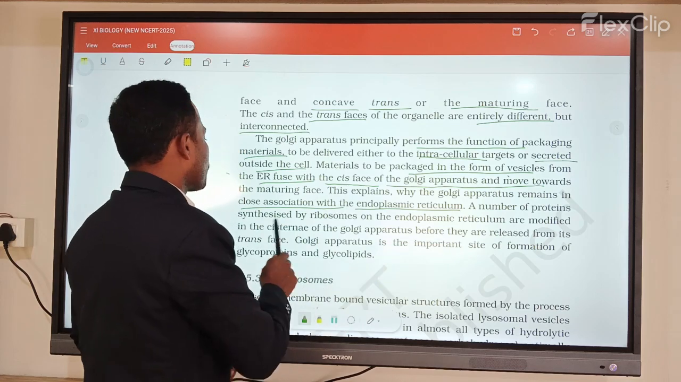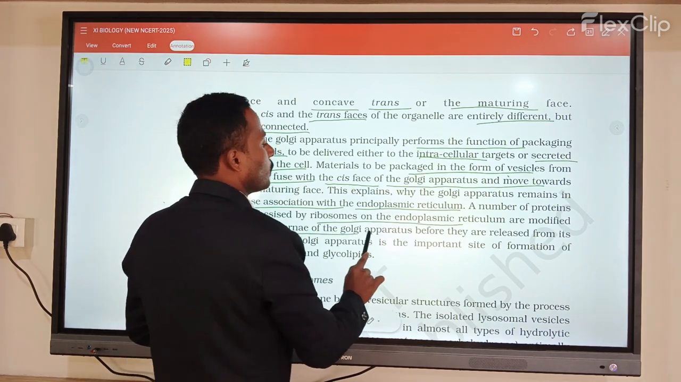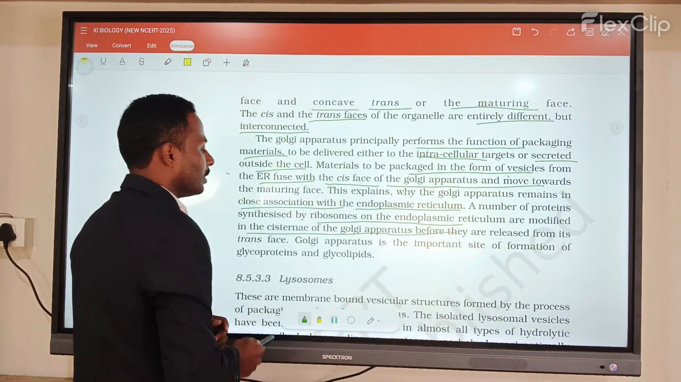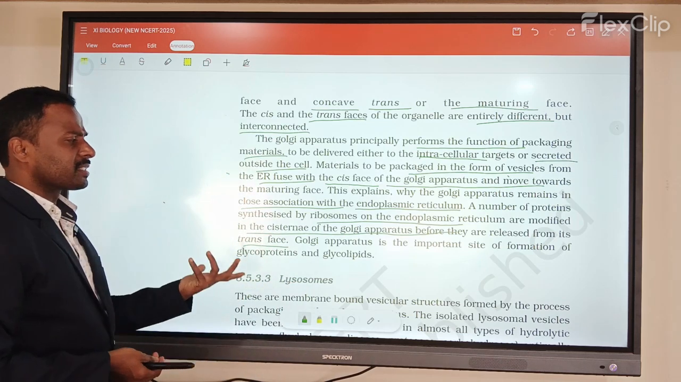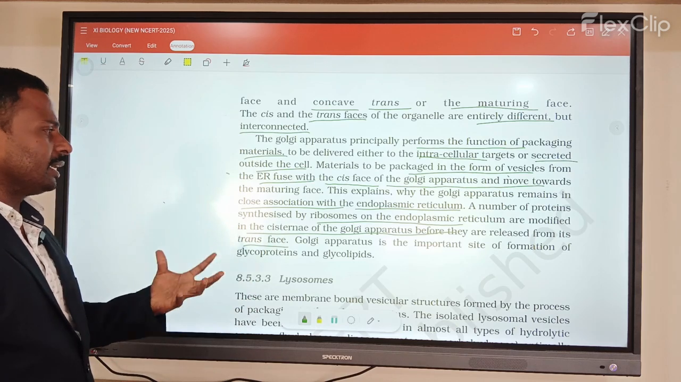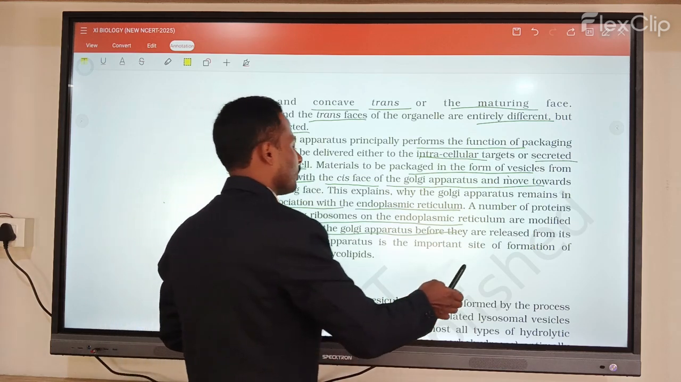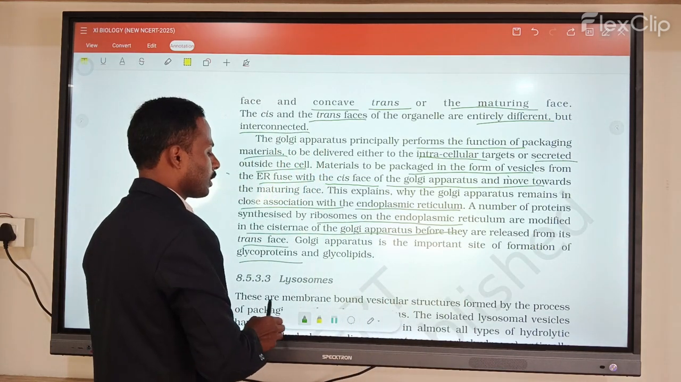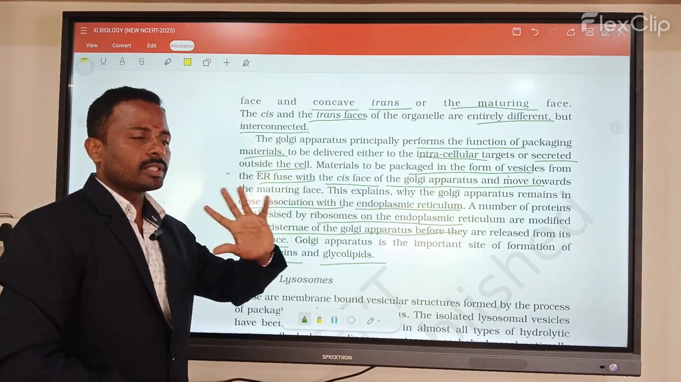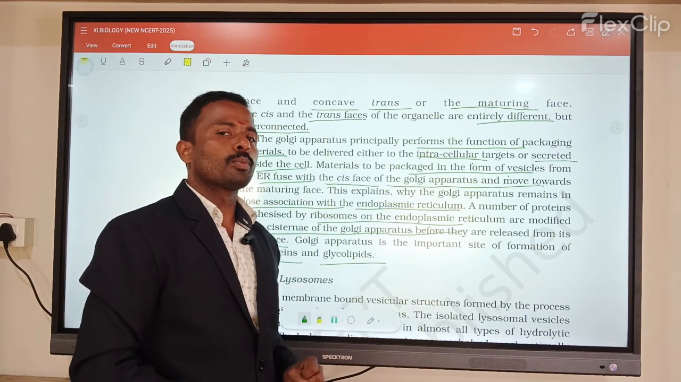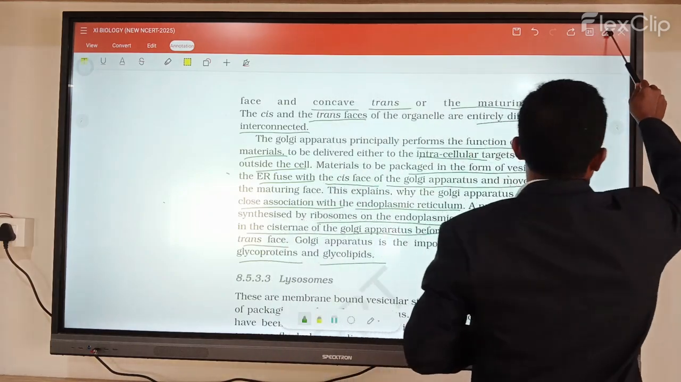A number of proteins synthesized by the ribosomes on the endoplasmic reticulum are modified in the Golgi apparatus before they are released from the trans phase. So they get modified in the cis regions of the Golgi apparatus and are completely released from the trans phase. Now the Golgi apparatus is the important site for the formation of what? The synthesis of glycoproteins as well as glycolipids. The major function of the Golgi apparatus is the formation of glycoproteins and glycolipids.